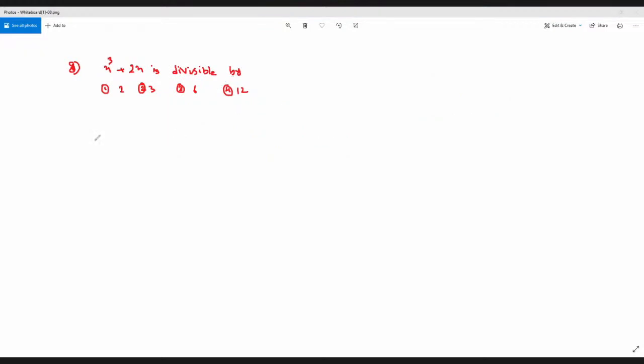n power 3 plus 2n is divisible by n power 3 plus 2n.